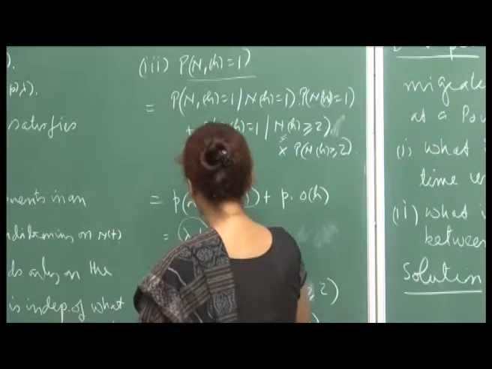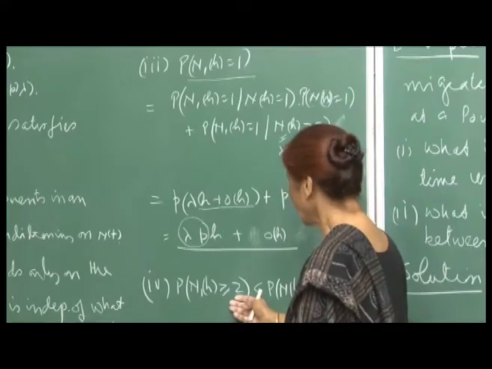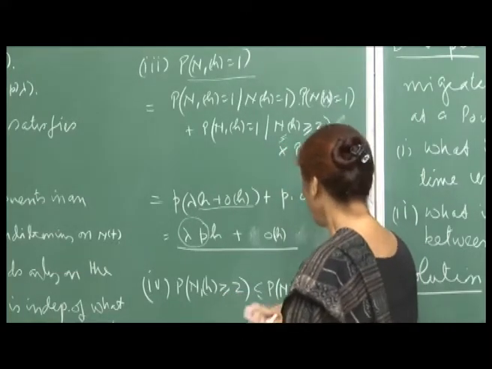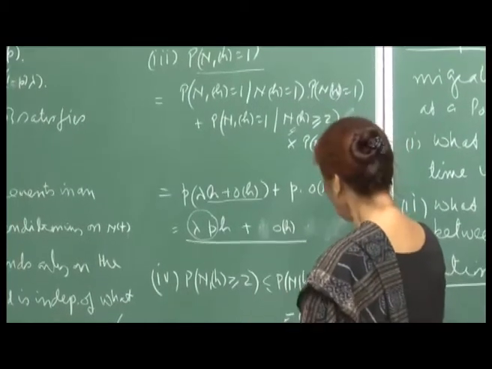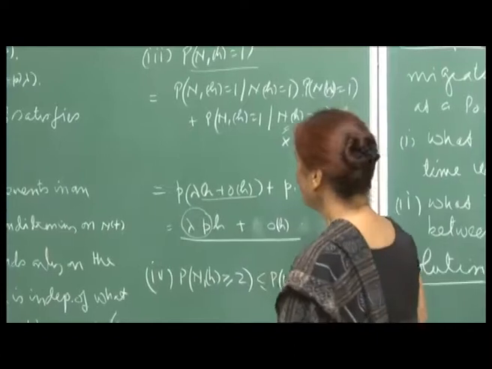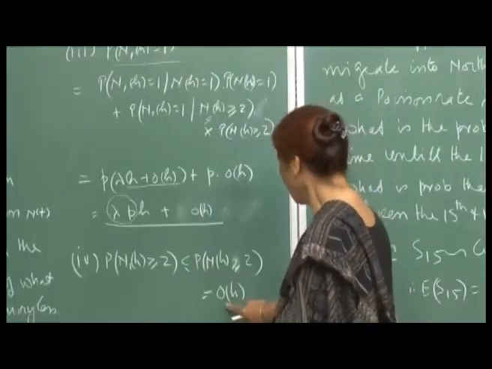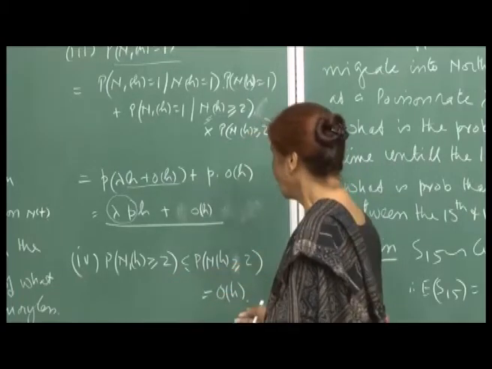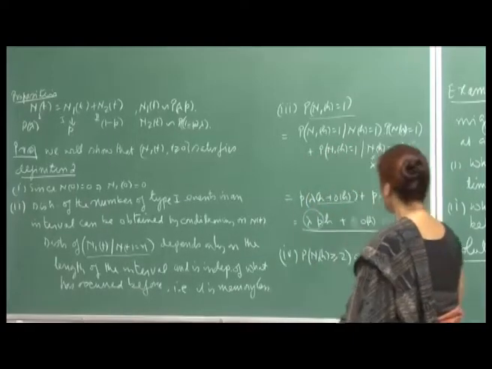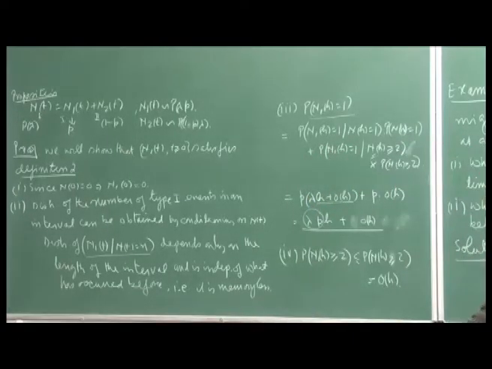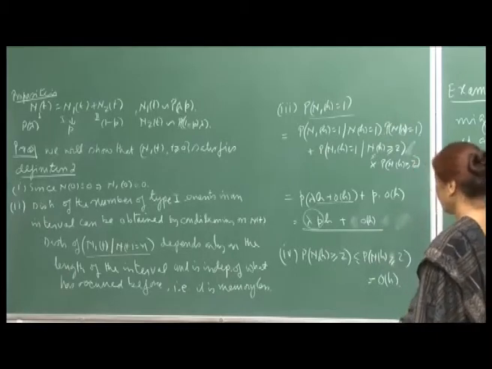So, this satisfies the definition, because lambda p is now the probability of arrival, so this will be lambda p times h. And the N1(h) greater than or equal to 2 condition is satisfied, because this probability is less than or equal to the probability of N(h) greater than or equal to 2, since N(h) is N1(h) plus N2(h), and this is order h. So, this has to be also order h. A nice simple proof, and I like it. Of course, we have already done it through the MGF method, but that was for a general situation. Now, here we are doing it for a Poisson process.